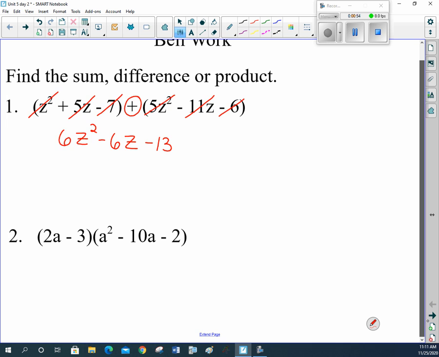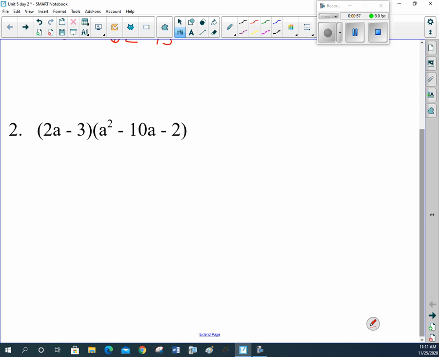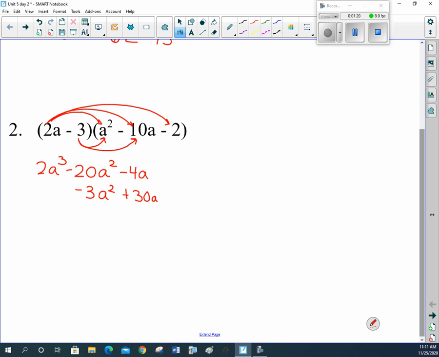Okay, number two looks like it is a multiplication problem. So we're just going to do that distributive property. So 2a times a squared is 2a to the third. 2a times a negative 10a is a negative 20a squared. And 2a times a negative 2 is negative 4a. And negative 3 times a squared is negative 3a squared. Negative 3 times negative 10 is plus 30a. And negative 3 times negative 2 is positive 6. Combine all our like terms, and we have 2a to the third minus 23a squared plus 26a plus 6.